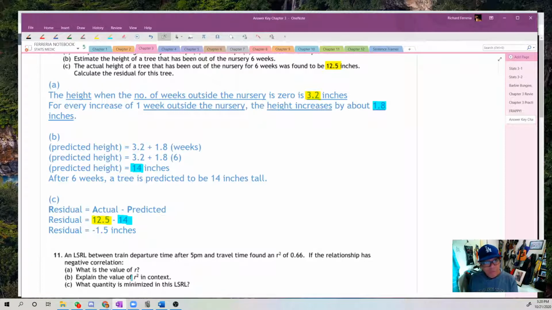Well, that was a multi-part question. Let's take a look at 11. Maybe take a quick breather. Jeez. 11.